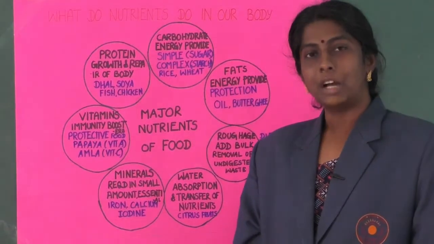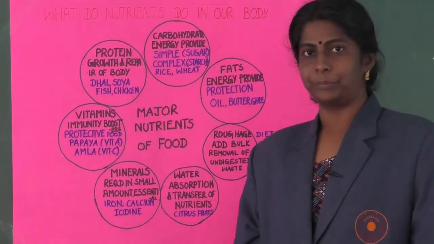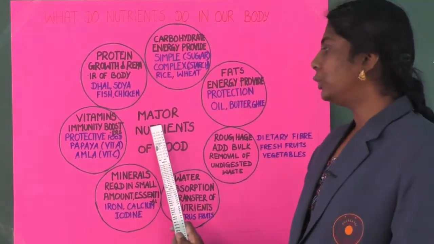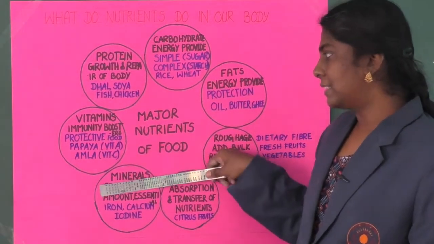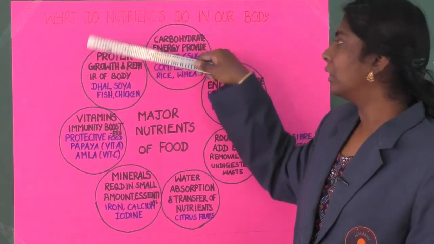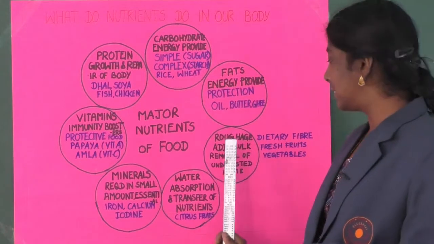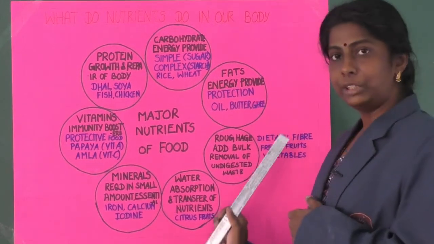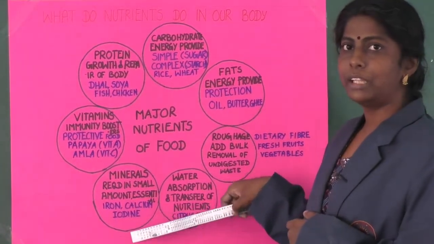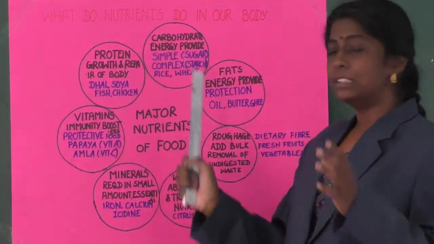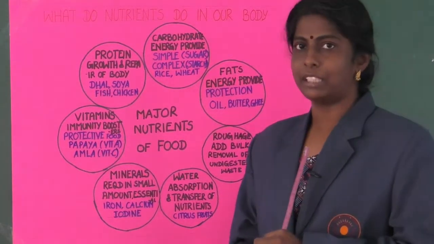Yes students, now about what are the different types of nutrients present in your food. Okay, so major nutrients of food. What are the nutrients? Minerals, vitamin, protein, carbohydrate, fats, roughage, or else we can also tell it as dietary fiber, and water. Okay, so these 7 are the major nutrients of food. Okay, so we are going to see about each and everything now.